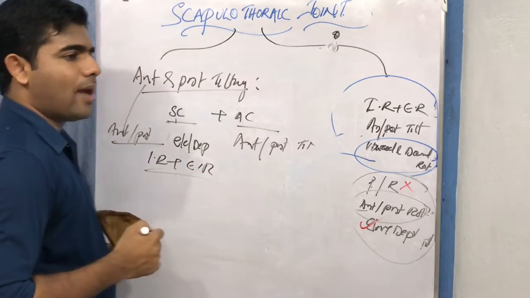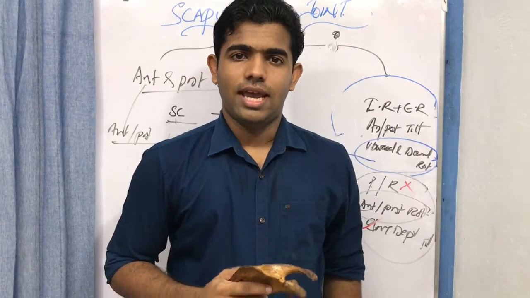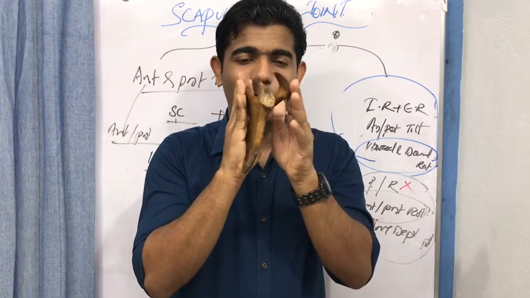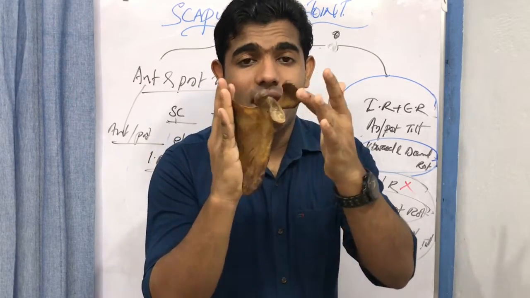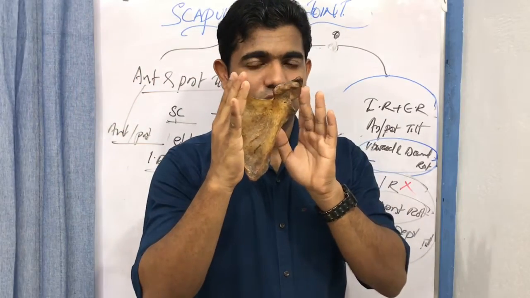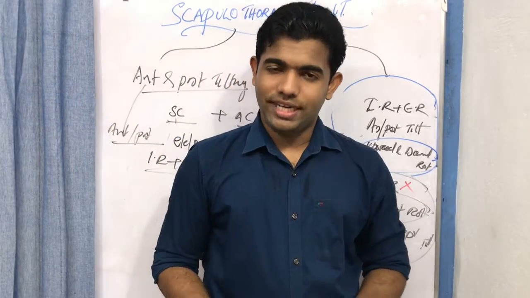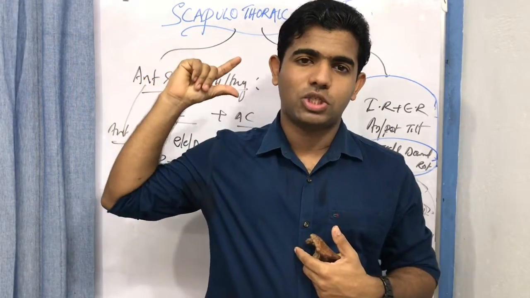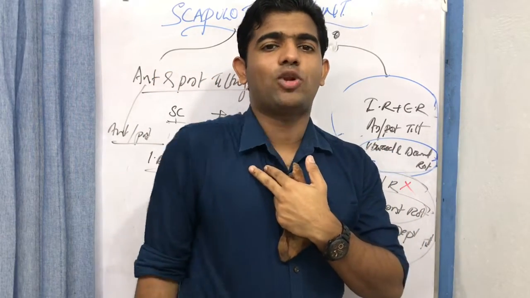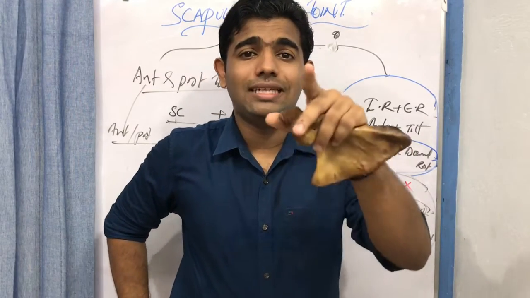rotation. What happens in internal rotation and external rotation in the acromioclavicular joint? In internal and external rotation, we studied that the glenoid fossa is moving anteromedially and posterolaterally. Just remember that we studied in the previous session. So in internal and external rotation of the scapulothoracic joint, what is going to happen? The glenoid fossa is moving anteromedially and posterolaterally.